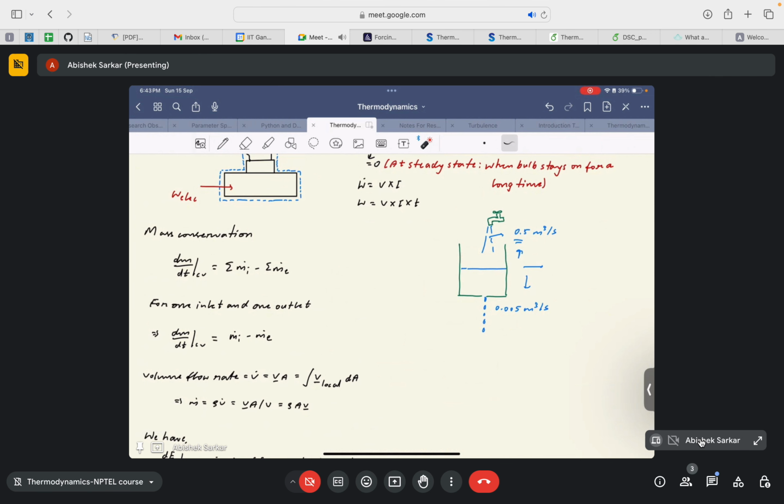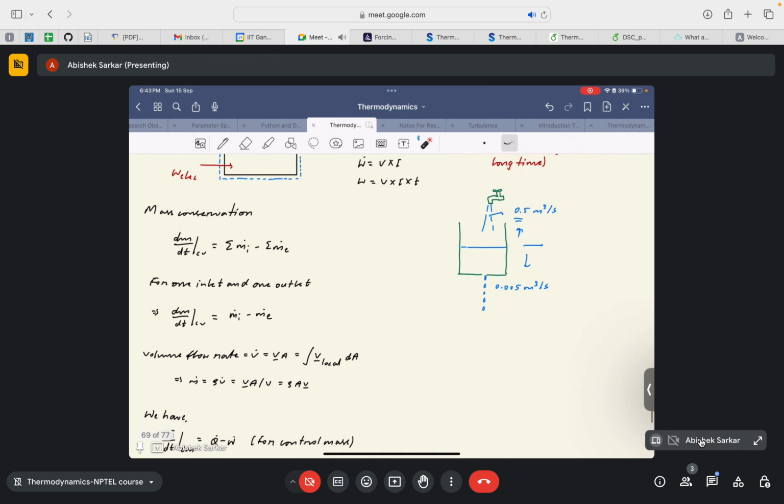So a similar concept we can apply in mass conservation as well. This dm by dt of the control volume implies the rate of accumulation of mass in the control volume, right? And that would be equal to the summation of all the mass flow rates coming into the control volume minus the summation of all the mass flow rates going out of the control volume. Why is this positive? Because this will contribute to the increase in the mass within the control volume, and this will contribute to the decrease in the mass of the control volume, right?